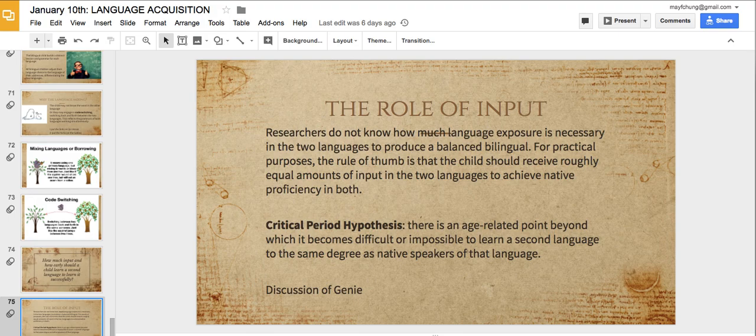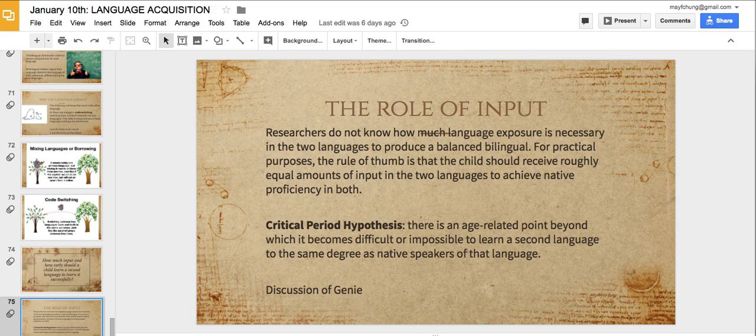So, for example, there was a case of a young girl. Her name was Jeannie. That's not her real name, but it was a young girl who was, I think, in the late 60s or 70s. She was forced and confined to a little potty chair until she was 13 years old, so she never interacted with anyone. After she was discovered, they tried to teach her language, and for the most part, even though she learned lots of vocabulary, she really didn't have a lot of good syntax.